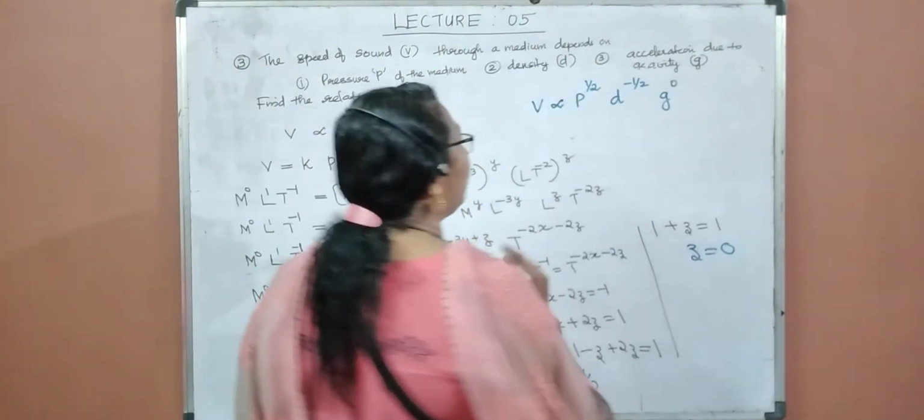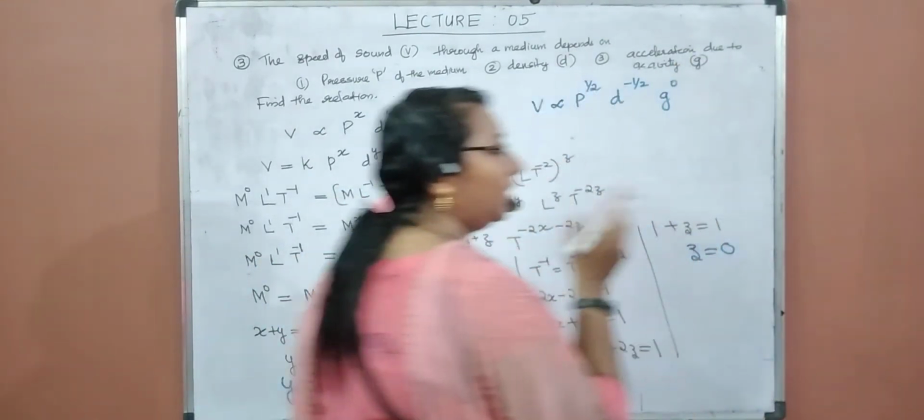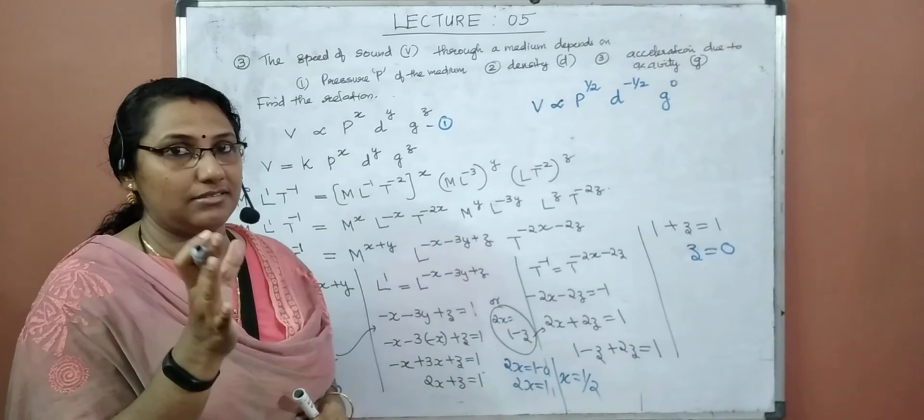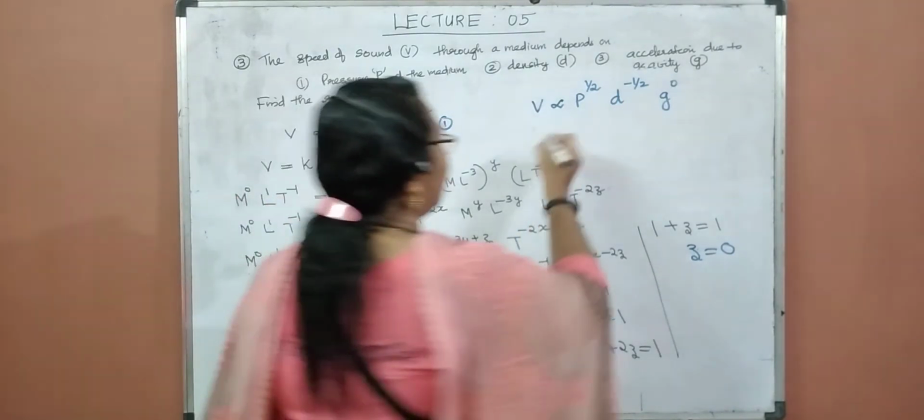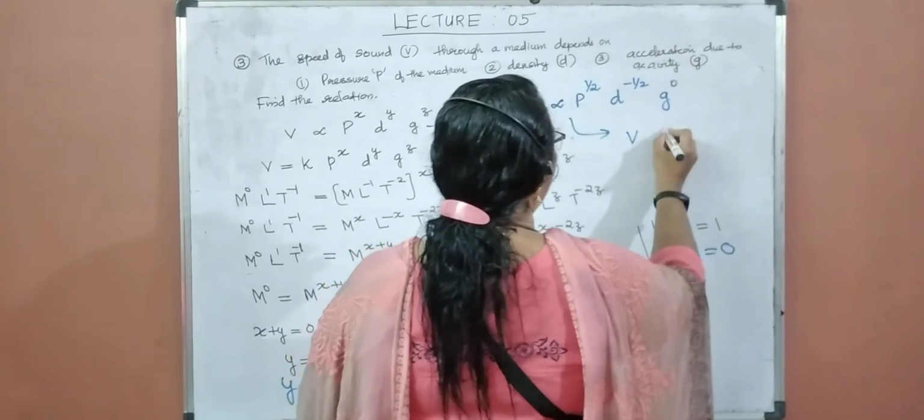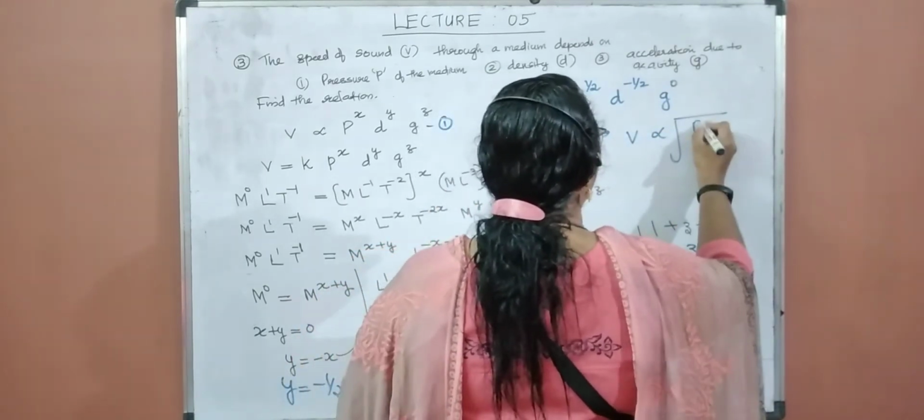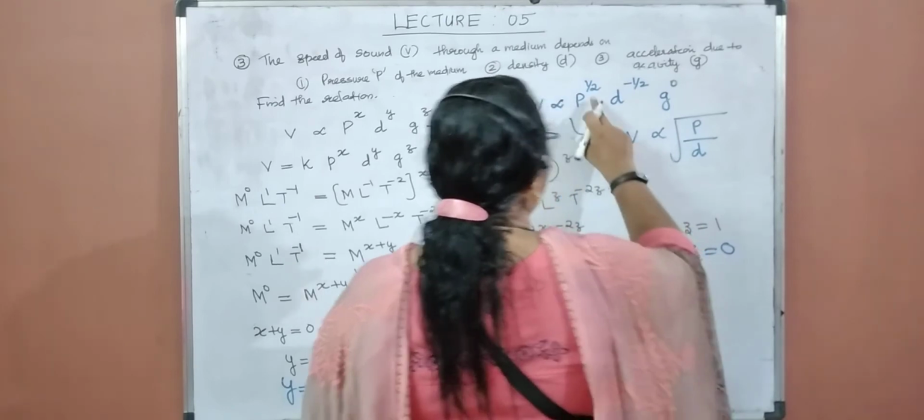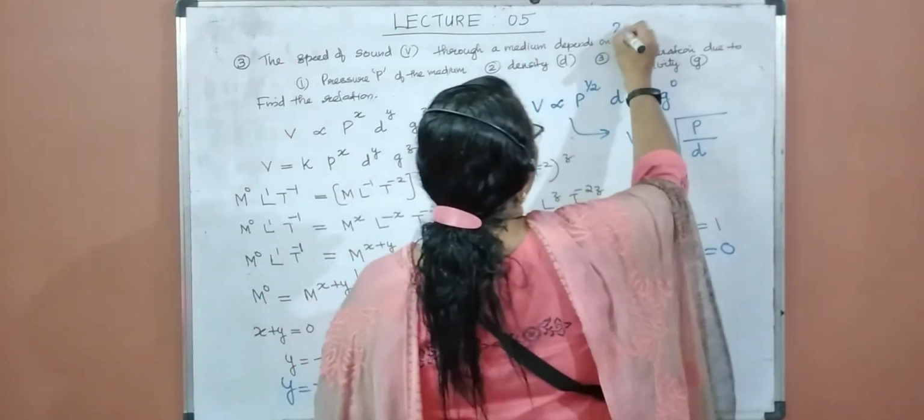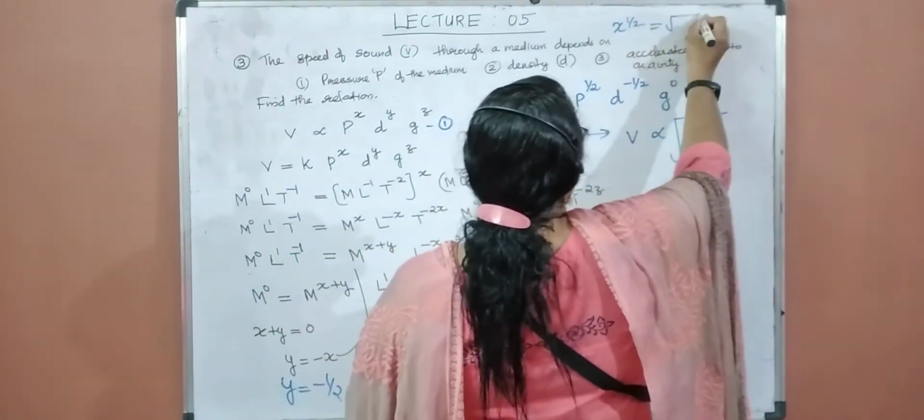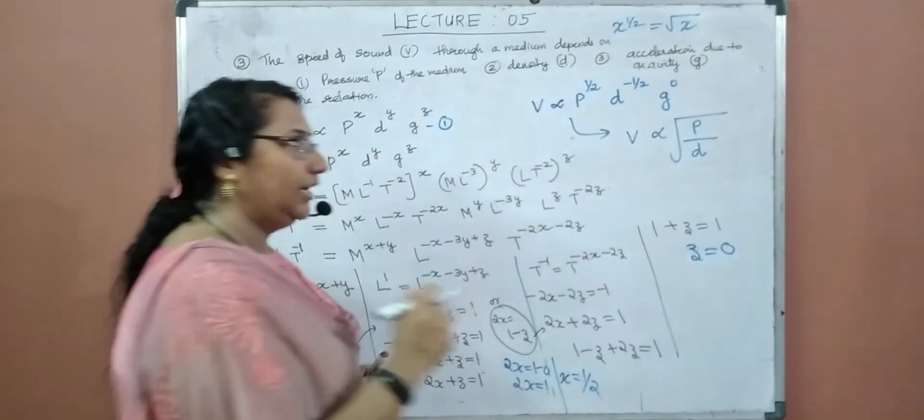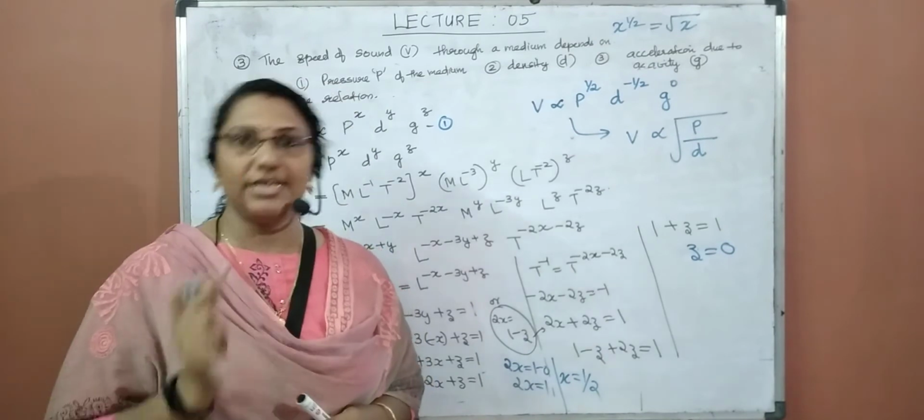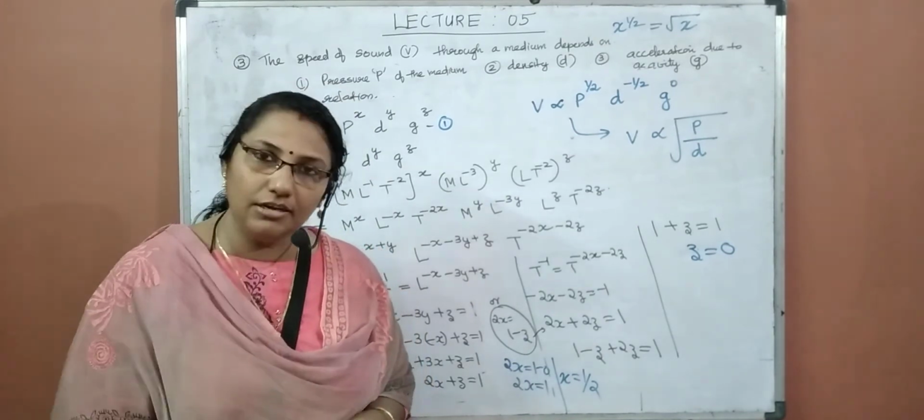Now, what does x raised to half mean? x raised to half means root x. Minus half means 1 by root x. So you can write this as v is proportional to root of p by d, raised to half. p raised to half means root p. d raised to half means root d. But minus half means in the denominator.